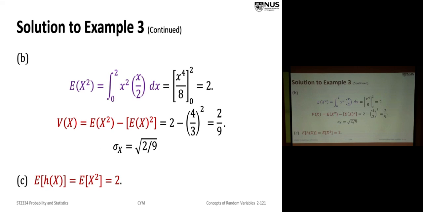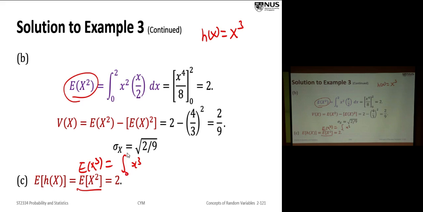Okay, part C. It's just expectation of x squared, which we already have done for this example. So it's equal to 2. But if the charge, let's say I change it, h of x equal to x cubed, then this is expectation of x cubed, and you have to integrate x cubed times x over 2 dx from 0 to 2. So you have to work this out. It depends on how you define it. But since h of x is given to be x squared, which we already did when we computed the variance of x, it saves us some work.